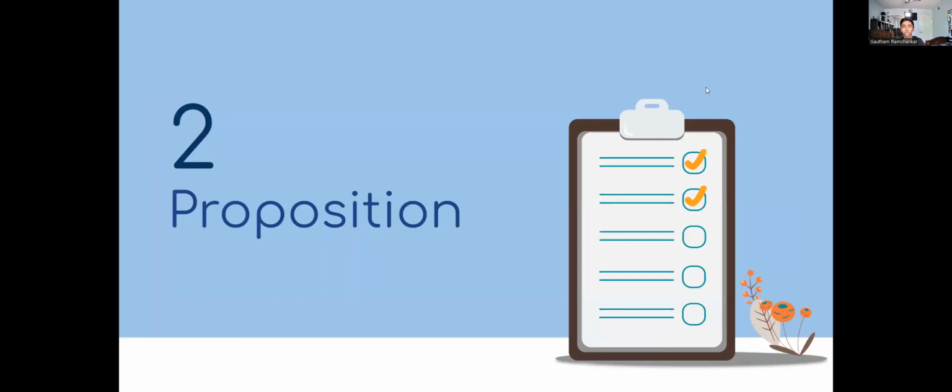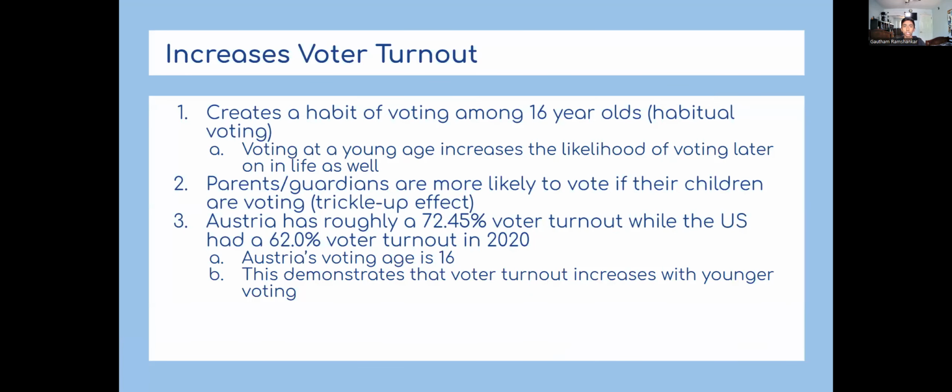But just to move over to proposition points, the first point the proposition can argue is that lowering the voting age to 16 increases voter turnout. The first reasoning point is about habitual voting. What this means is that if you lower the voting age, more of these young people can create the habit of voting and that'll carry on throughout their life. Voting at a young age increases the likelihood of voting later on in life, and that increases long-term voter turnout.